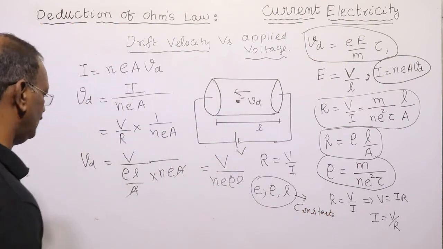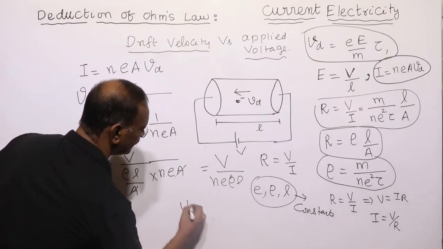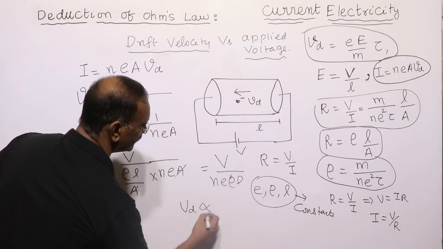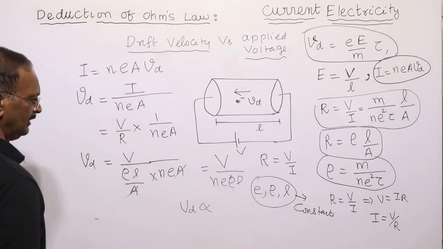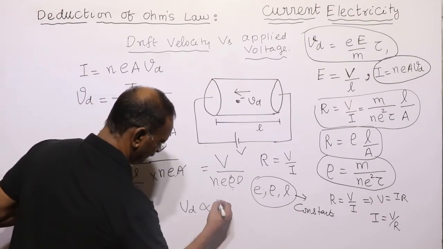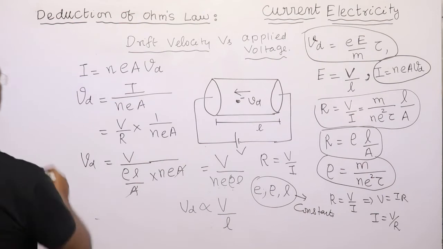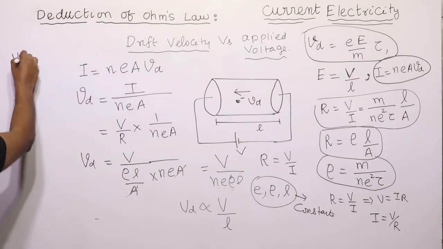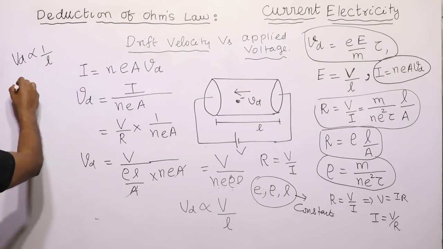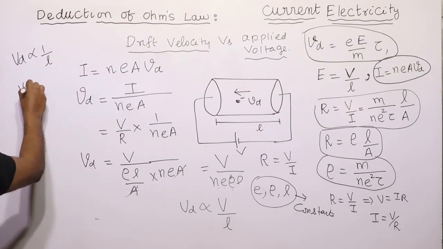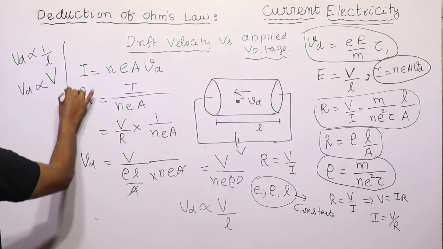Therefore, we can write what we can see. This can be written as drift velocity is proportional, because this is constant, this is constant, this is constant, drift velocity is proportional to applied potential divided by L. It means drift velocity is inversely proportional to length, and directly proportional to the applied potential.